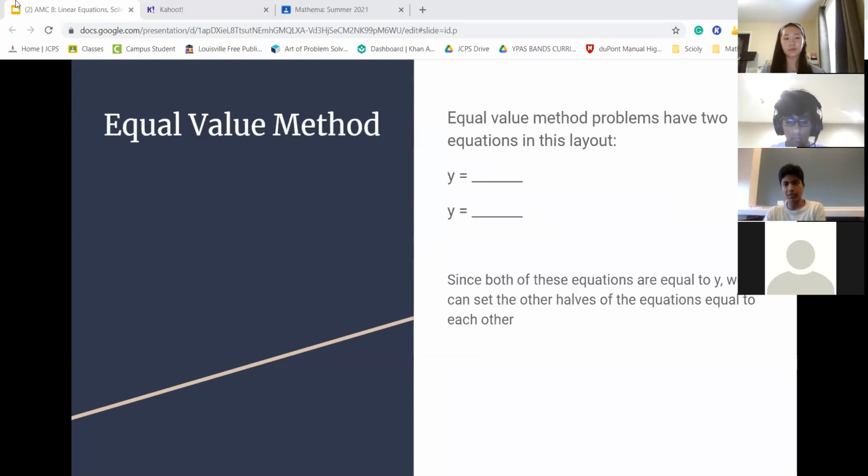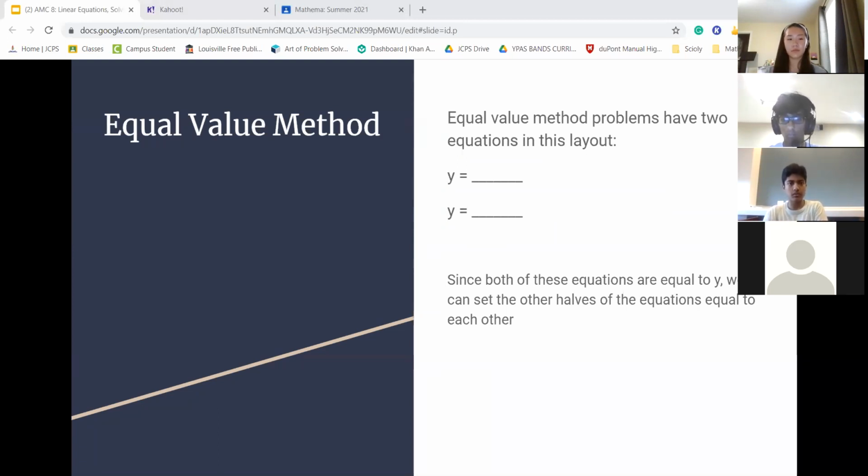All right, so now we're going to go over the equal value method. Usually you're going to have two equations in the layout of y equals some expression and then y equals some expression. You could use something like elimination or substitution, but that would be kind of dumb just because they're already equal. So you can just set the two expressions equal to each other and then solve for x.